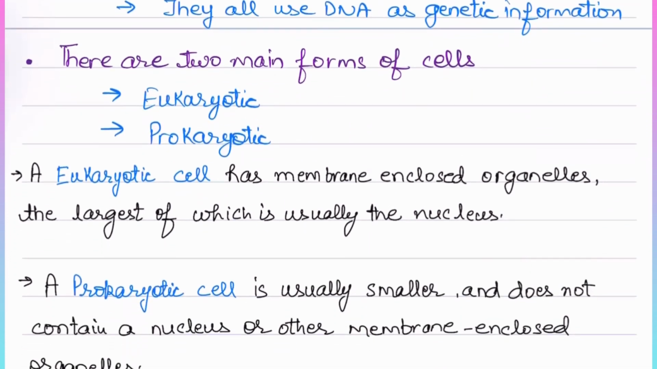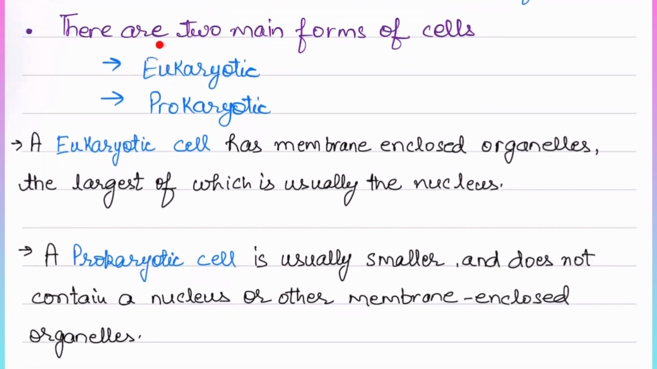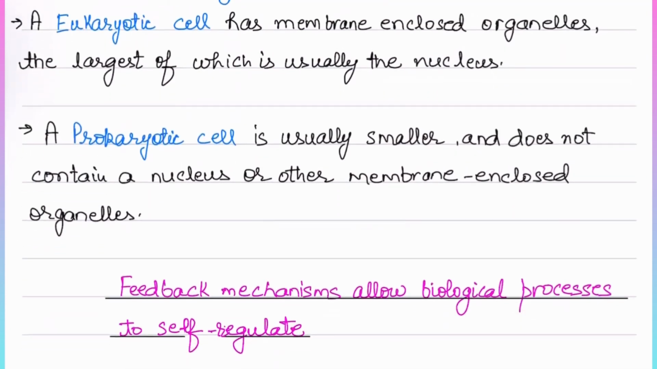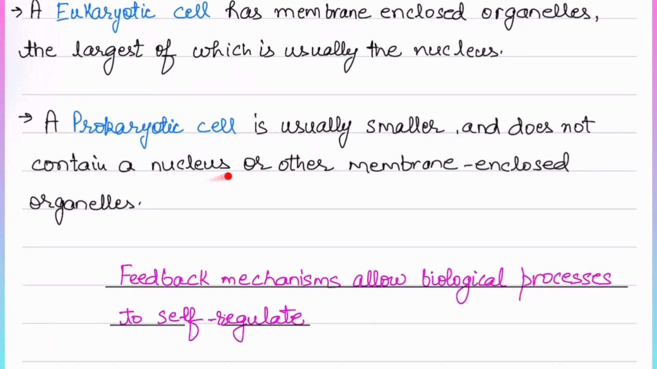And then there are two main forms of cells. Eukaryotic: eu means true, and karyotic is a term derived from karyon, which means nucleus. So eukaryotic means true nucleus, cells which have a true nucleus. Prokaryotic means, pro means before, and karyotic again is derived from karyon, meaning before the nucleus was discovered, prokaryotes were there. So a eukaryotic cell has membrane-enclosed organelles, the largest of which is usually the nucleus, and a prokaryotic cell is usually smaller and does not contain a nucleus or other membrane-enclosed organelles.